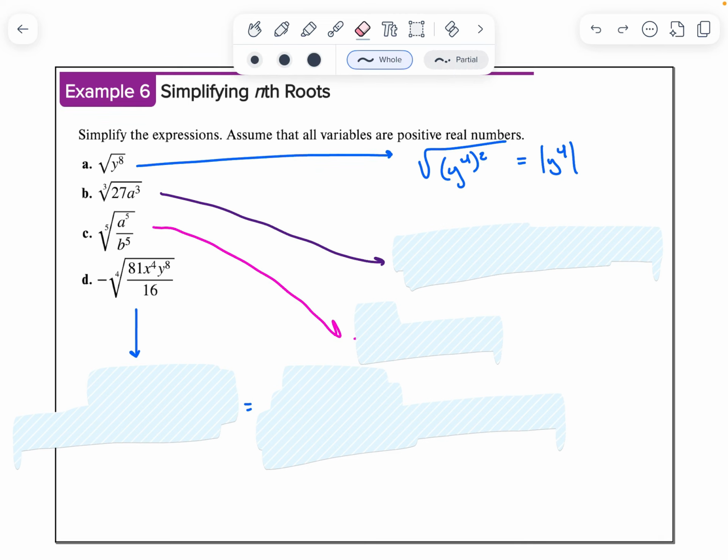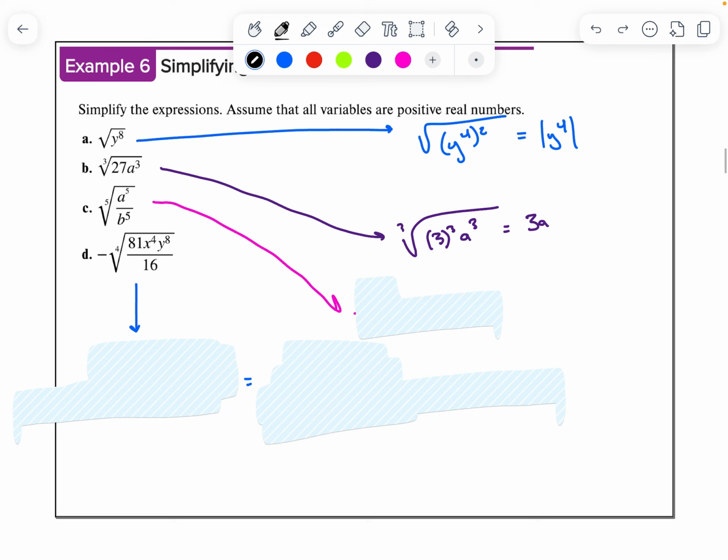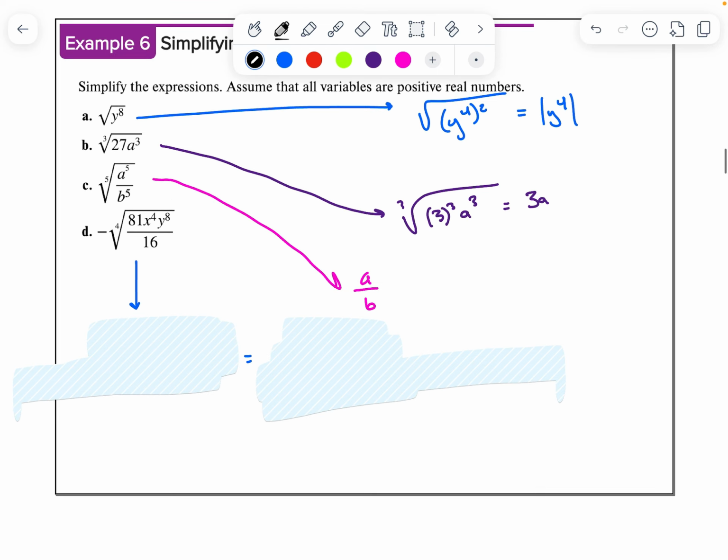On B, 27 is 3 to the 3rd, a to the 3rd. We're doing whatever we can to get the index to match the exponents, whatever we have to do. And since that's an odd index and odd exponents, we just get the a values out here. All right, odd index, odd exponents, they all match, and so I'm just going to get a over b as my answer. Take a second, try and rewrite this one. This is a toughie.